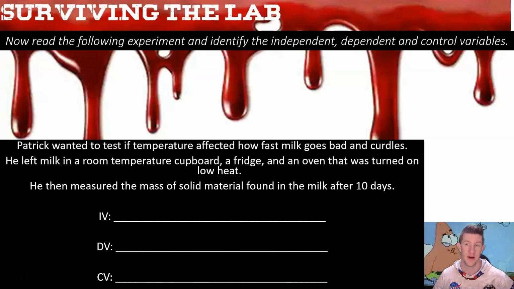Now read the following experiment and identify which of these is the dependent and which of these is the controlled variable. Patrick wanted to test if the temperature affected how fast milk goes bad and curdles. He left milk in a room temperature cupboard, a fridge, and an oven that was turned on low heat. He then measured the mass of solid material found in the milk after 10 days. So which one of these is the independent variable, which is the dependent variable, and which is the controlled variable? Pause the video, chat with your group if you wish, and then I'll give you the answers.